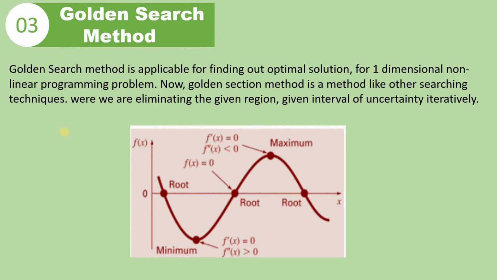This method is applicable for finding the optimal solution of a one-dimensional non-linear programming problem. The golden section method, like other searching techniques, eliminates the given region, the given interval of uncertainty, iteratively. This method totally depends on one ratio called the golden ratio. So let us start the golden section method.